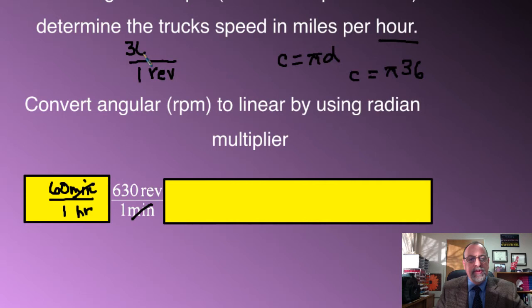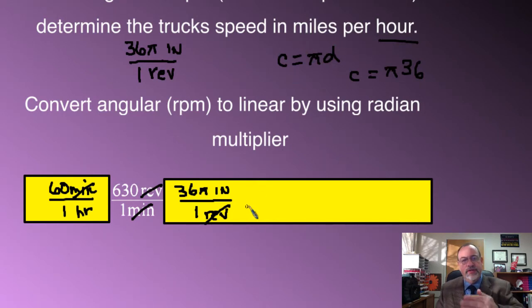So the unit multiplier I want to use is 36 pi inches, that's once around the circle, and 1 revolution, that's once around the circle. So I'm going to use 36 pi inches is 1 revolution. And now the revolutions reduce, and so now I have inches per hour. And what do I want? Miles per hour. So now I need to convert inches into miles.